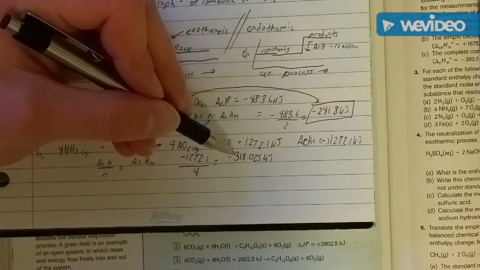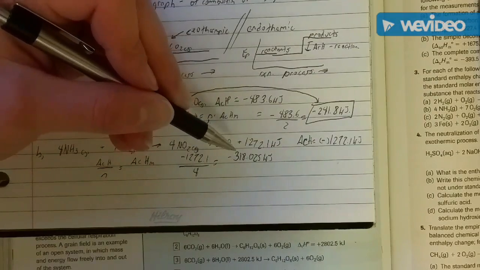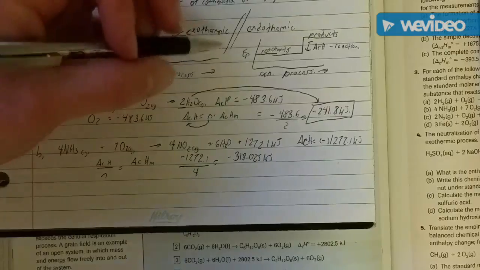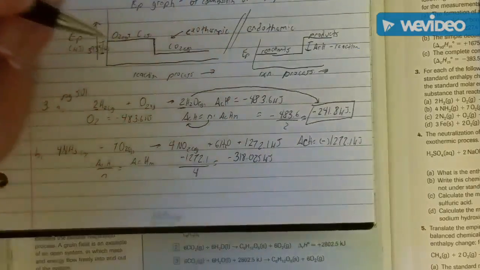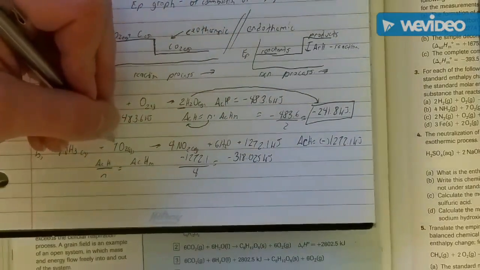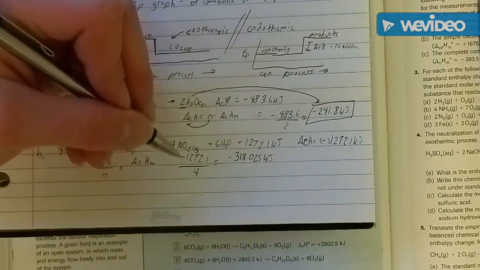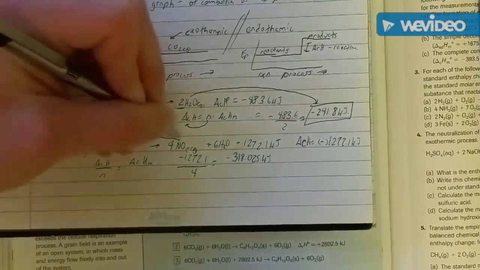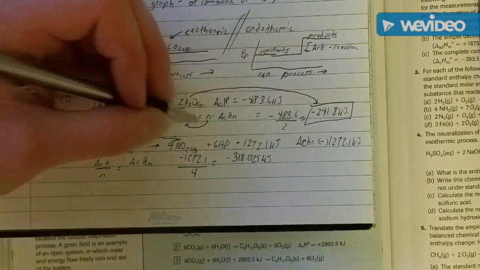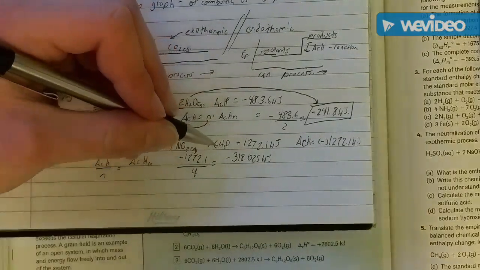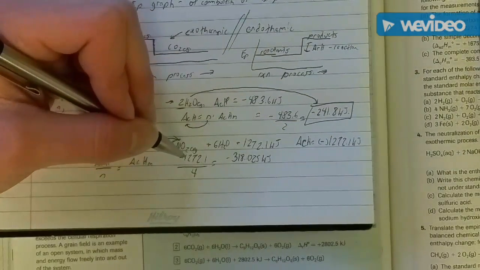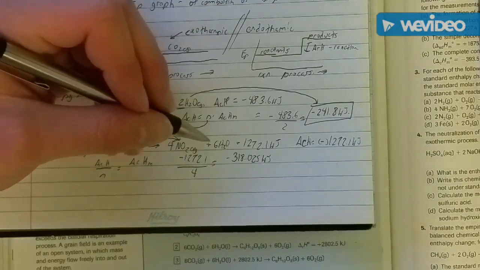So all it's saying is for every 1 mole of NH3, negative 318.025 kilojoules of energy is being released because it's exothermic. For oxygen, it'd be divided by 7. NO2 would be the exact same as NH3 since they have the same moles. And H2O would be negative 1272.1 divided by 6.